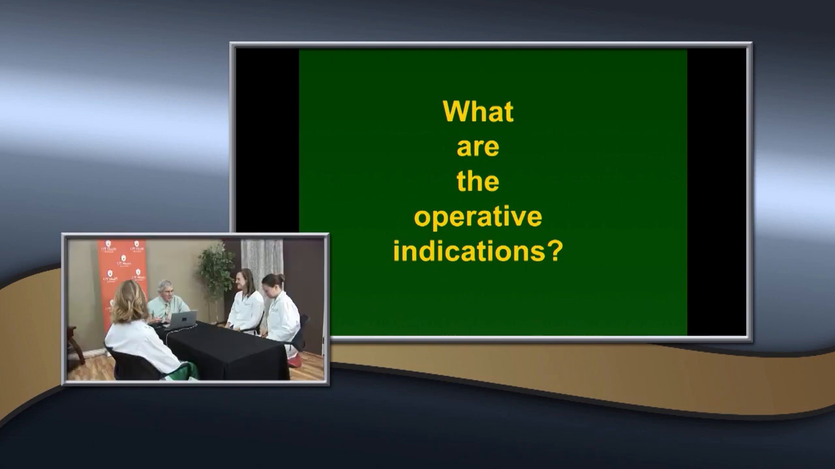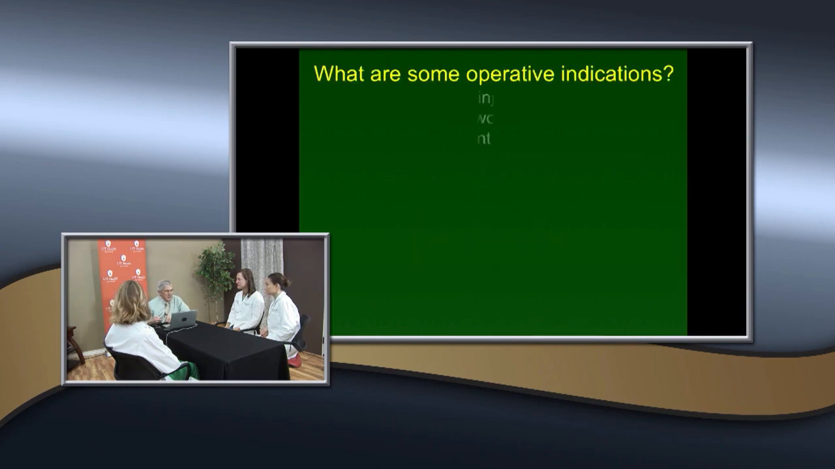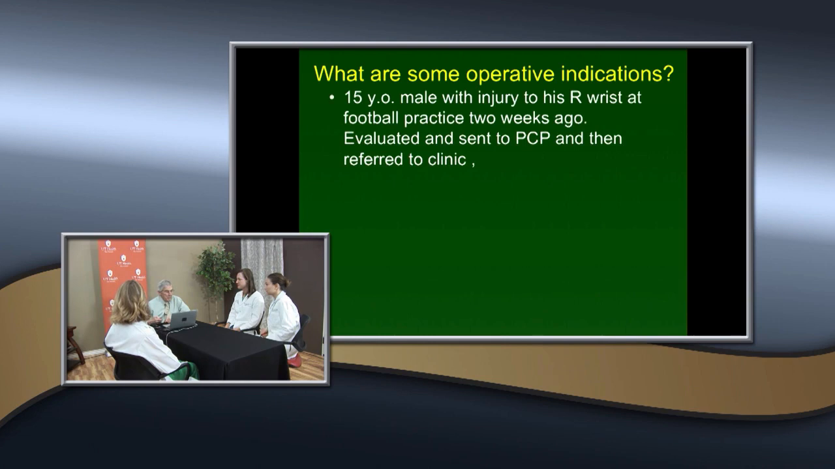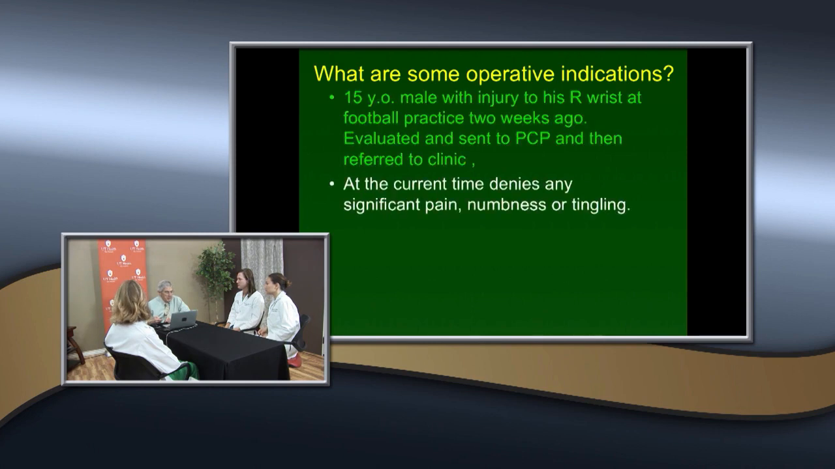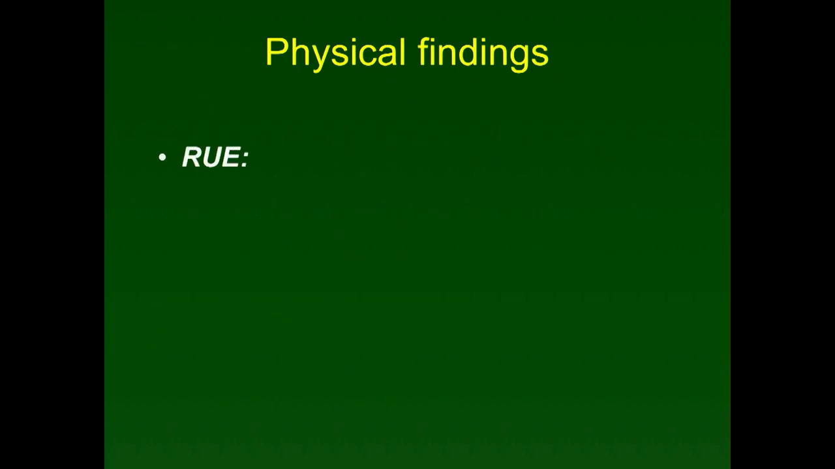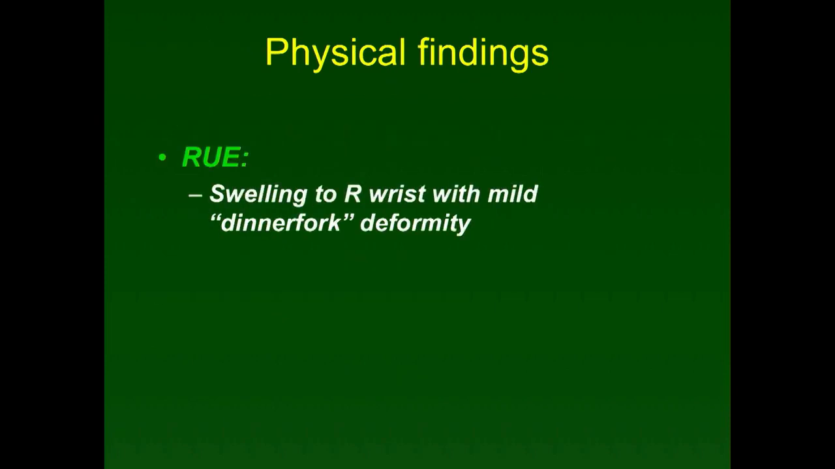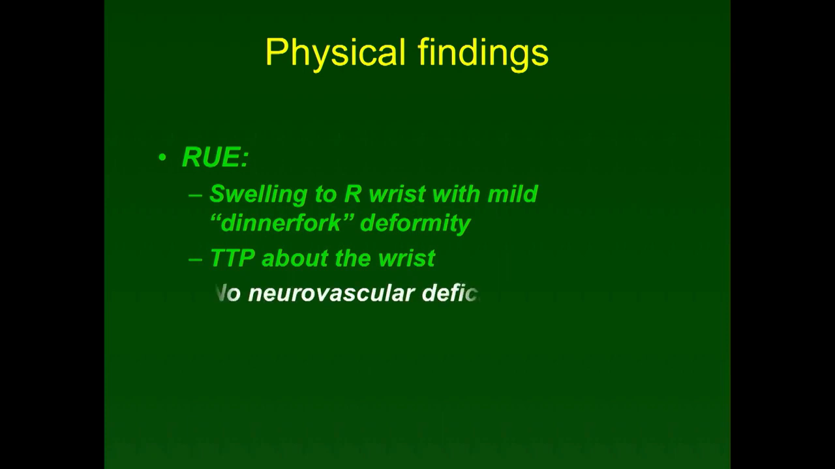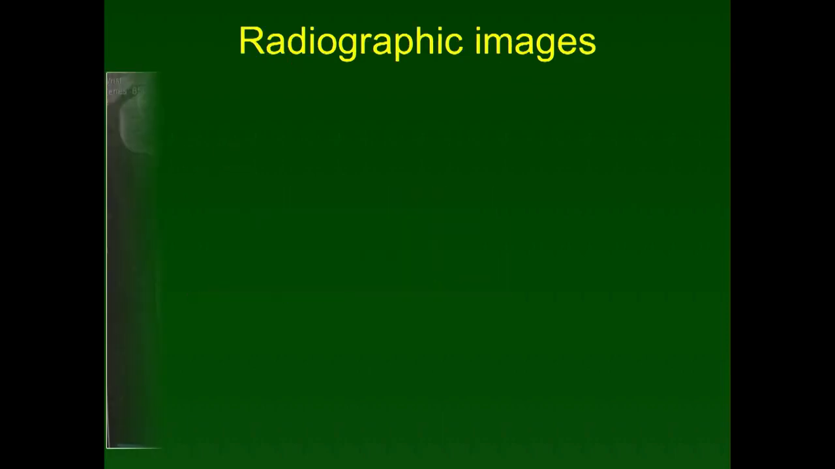Yes. Okay. So what do you think might be the operative indications? Open fractures. Yeah, here's some of them. Here's a 15-year-old male, injury to his right wrist, evaluated and sent to the primary care. At the current time, denies any significant numbness or tingling. Review of systems is negative, allergies are none. He was a football player. Here are the physical findings: swelling in the wrist with mild dinner fork deformity, tender, no defects.